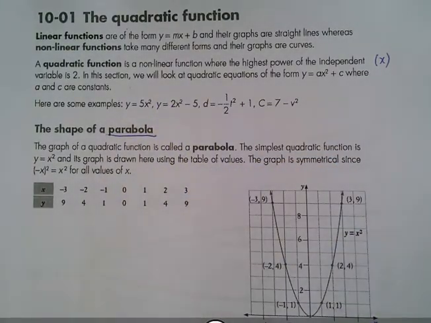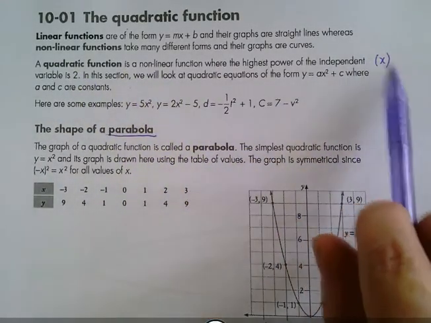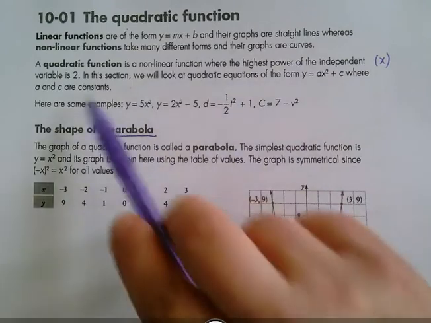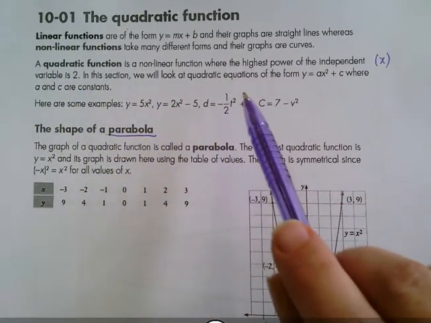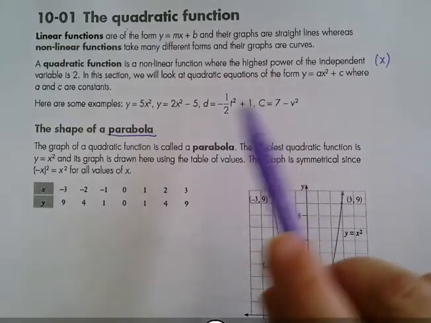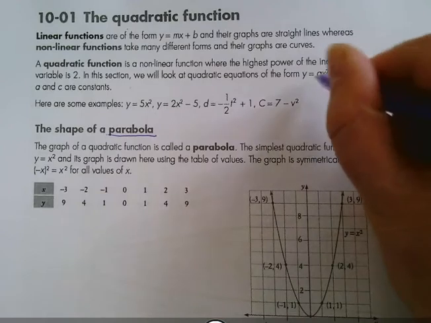So straight lines are like y equals 5x plus 3, y equals negative 2x minus 4, right? But these are y equals x squared type graphs, so they'll always have an x squared, okay? So a quadratic function is a nonlinear function where the highest power of x is 2, so it'll be x squared. So not x cubed, they're cubics. We do them after this. And in this section we're looking at quadratic equations.